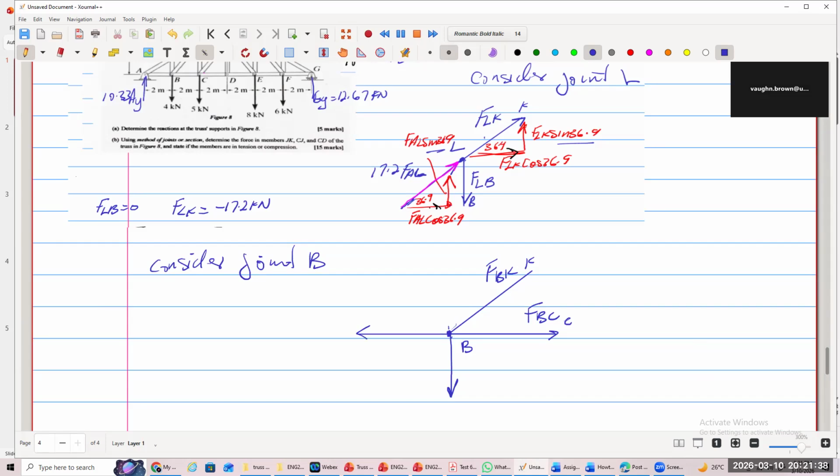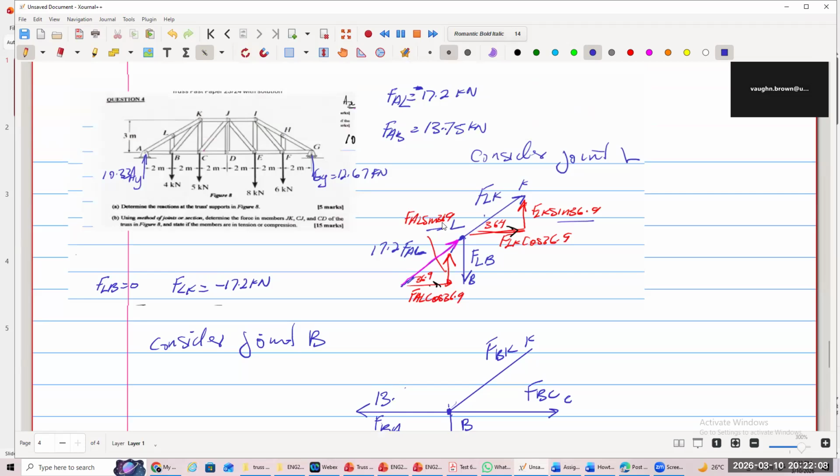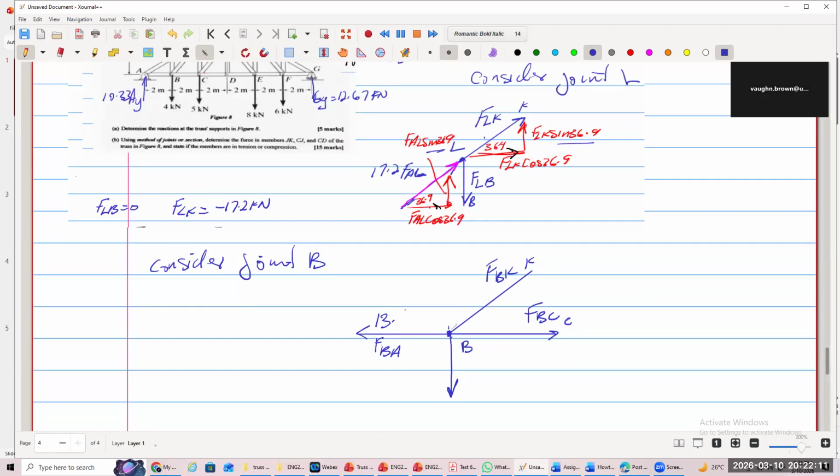So this is now FBA. I just changed the label around. It's still AB, but I'll write it that way to show you that it changed direction. What was the value? 13.575, right? But it's going in the negative direction. So if you're using it, you have to use it as negative.